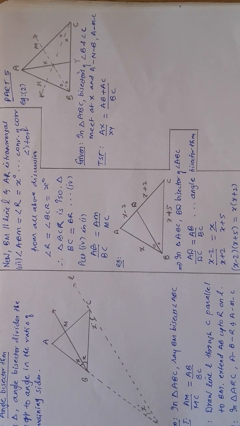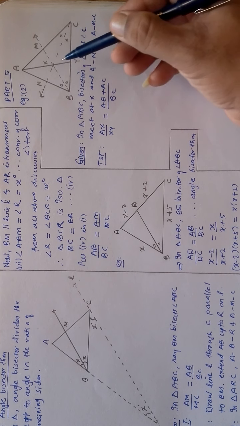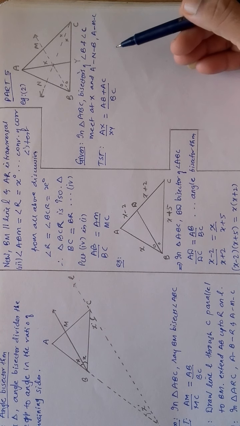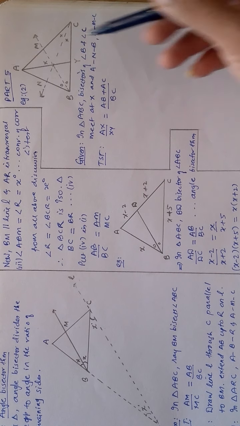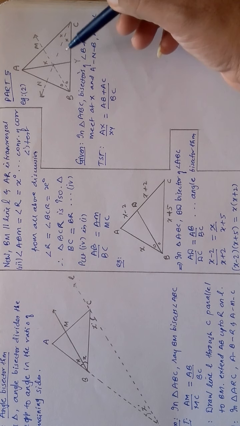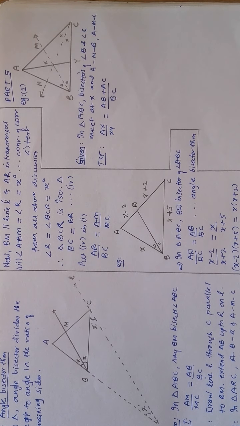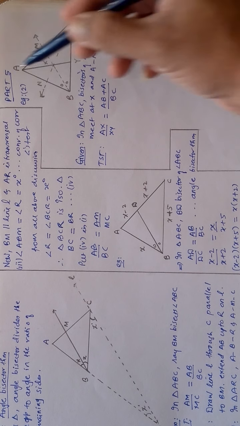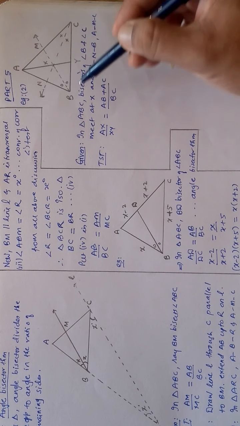I have drawn a figure which shows triangle ABC. It has the bisector of angle B and the bisector of angle C. These two bisectors intersect at point X in the interior, and meet sides AC and AB at Y and Z respectively. You are expected to show that AX is to XY is equal to AB plus AC is to BC.